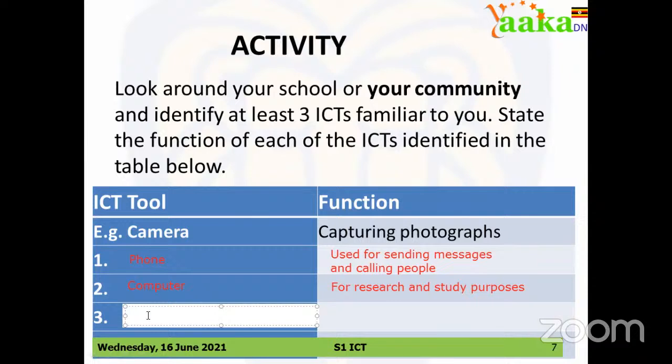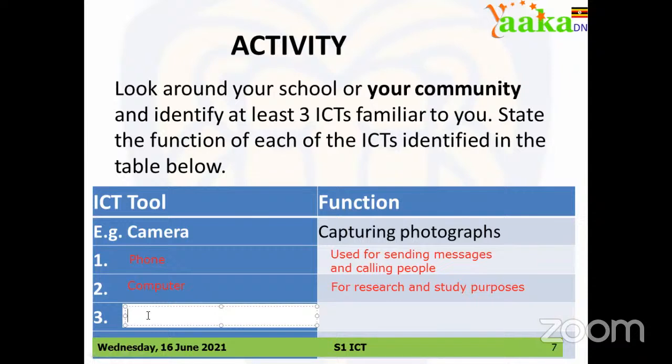Like at home, you may have a nice plate made out of clay. You know the good advantages, but it also has a disadvantage that it can break easily. So everything has advantages and disadvantages, but with ICT, of course, the advantages outweigh the disadvantages. That's why you have to continue with ICT.